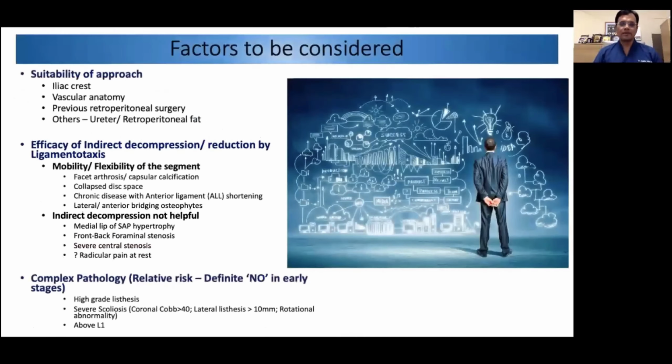So again, the third category is complex pathologies, where there is a high grade listhesis, or a severe scoliosis where the coronal Cobb is more than 40, or a lateral listhesis of more than 10, and a rotational abnormality. These may hinder, especially in the initial stages.